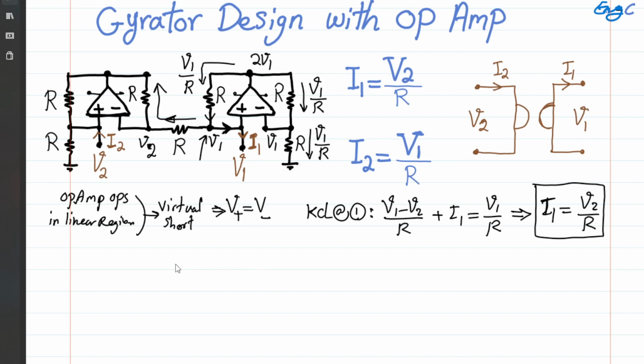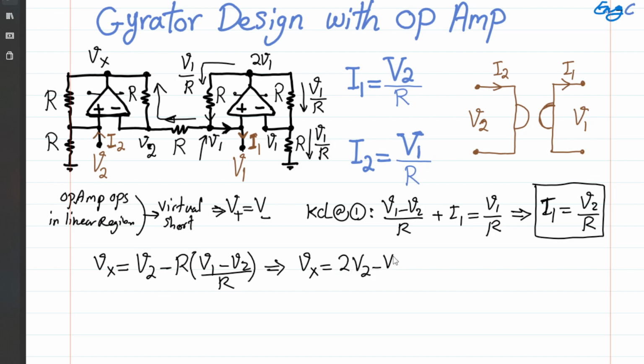Obviously that voltage is going to be, so let's say this is Vx here. So I'm going to write that Vx is simply V2 minus this current times R. So R times, and that current, as you can see, is simply V1 minus V2 divided by R. Okay, simplify this whole thing, we get Vx is equal to 2V2 minus V1. Nice. Okay, keep this, and let's make sure we keep this.